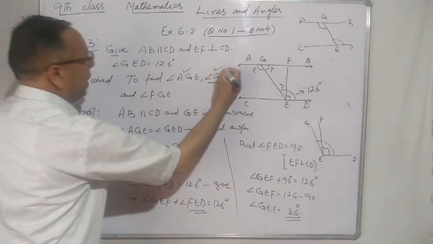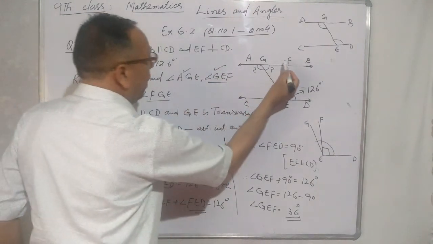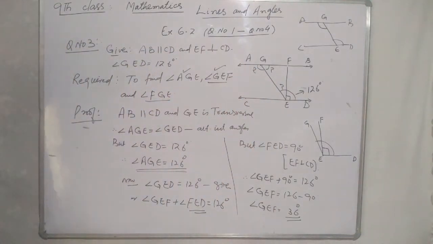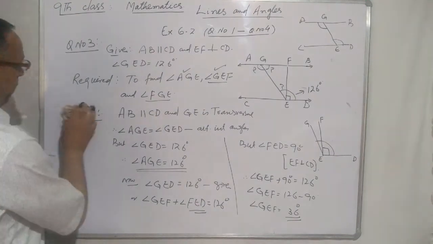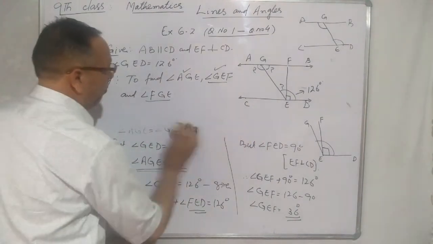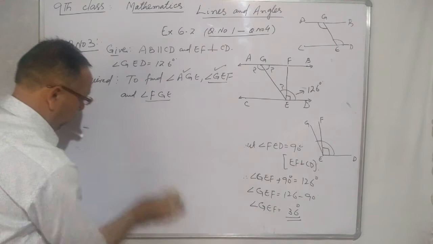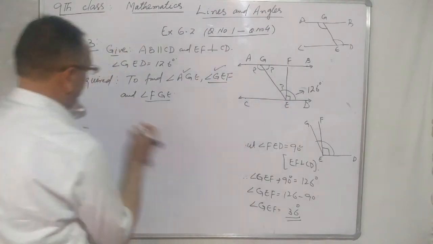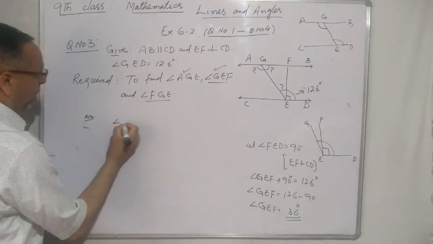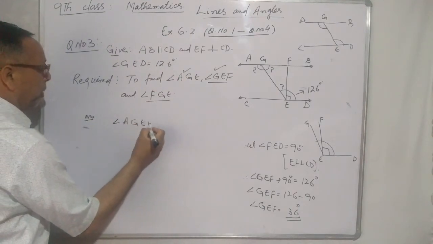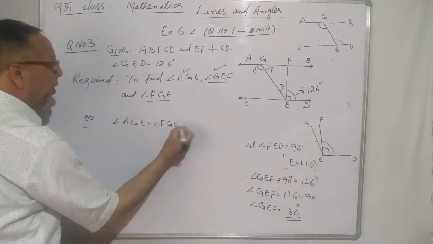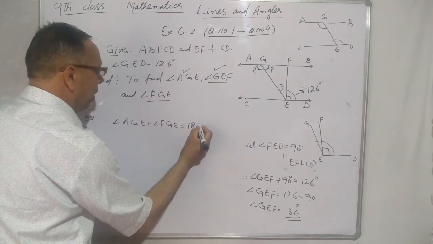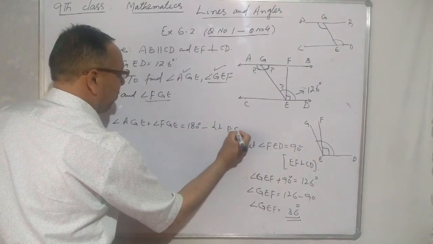Now, this is angle GEF. We have to find angle FGE. Now you first pause the video, note it down. Let me rub this. Now, angle AGE plus angle FGE is equal to 180 degrees. These are a linear pair of angles.